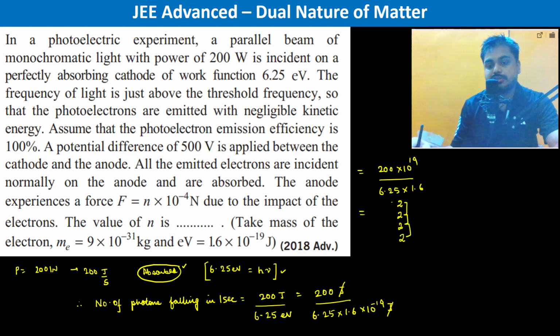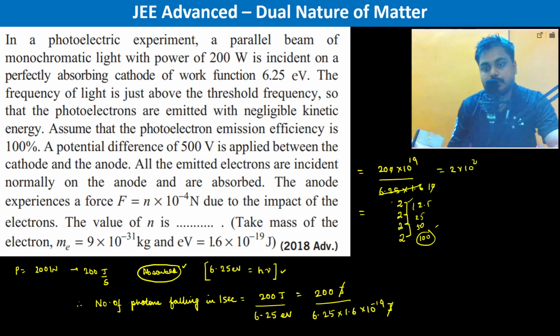So this is basically into 1.6. 12.5, 25, 50, and this becomes 100. Okay, so 6.25 into 1.6 is basically 10. So therefore it's going to be 2 into 10 to the power 20 photons per second.